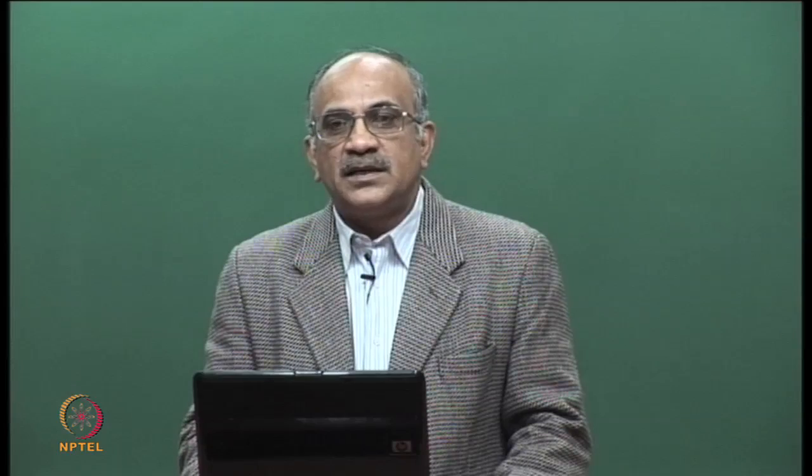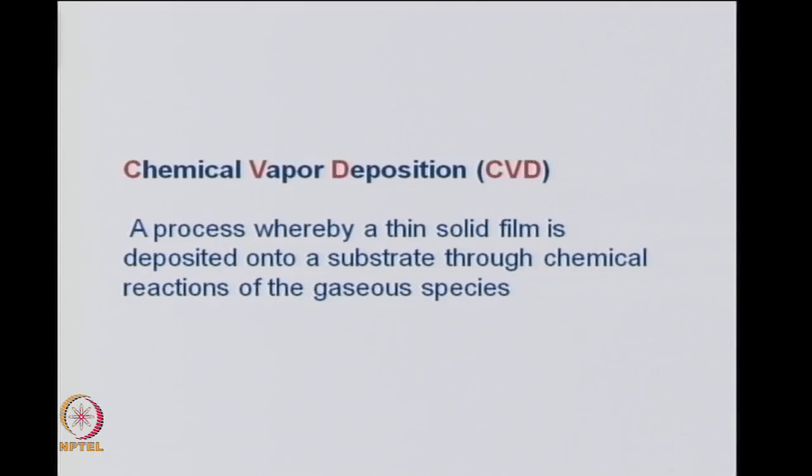This lecture we will be starting with the CVD technique, which is chemical vapor deposition, where we will be using this method to make nanostructured films. So, chemical vapor deposition is a process whereby a thin solid film is deposited onto a substrate through chemical reactions of gaseous species. So, you have a substrate which is a solid, and you want to deposit a thin solid film starting from a chemical precursor from which you generate gaseous species, and they will condense onto a substrate and give you a thin solid film which is nanostructured.